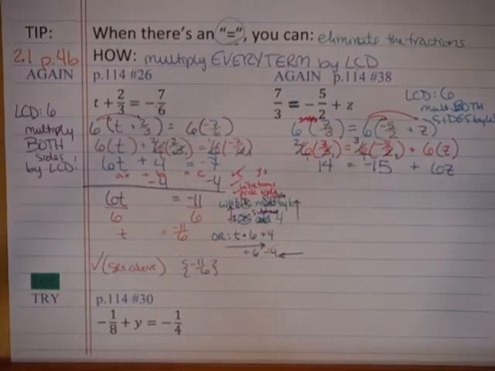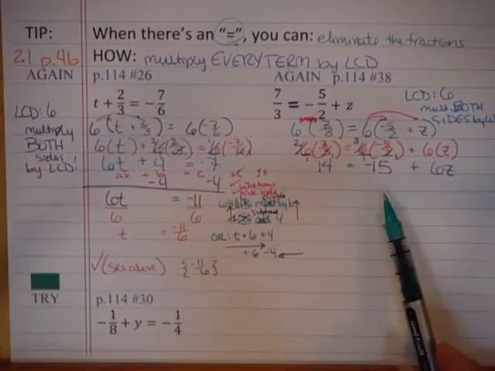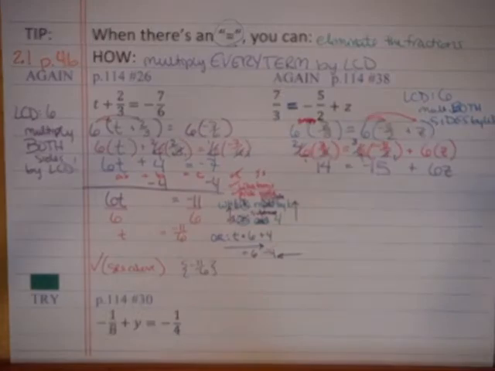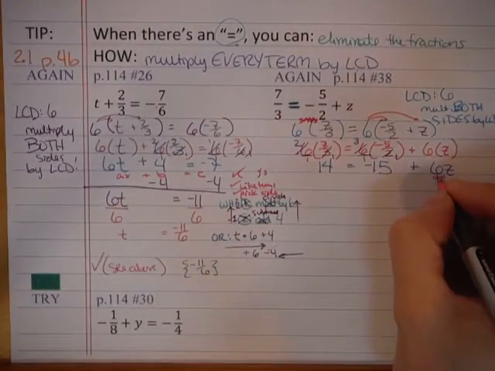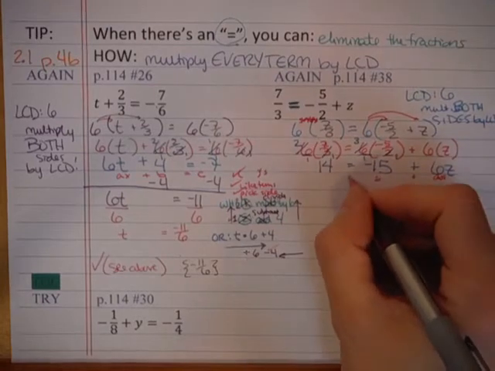Okay, and now we have our ax plus b equals c form. It's just that our ax is sitting over here. This is our ax plus b equals c.